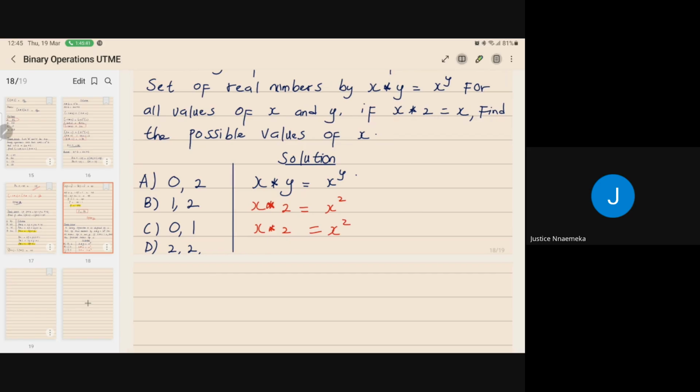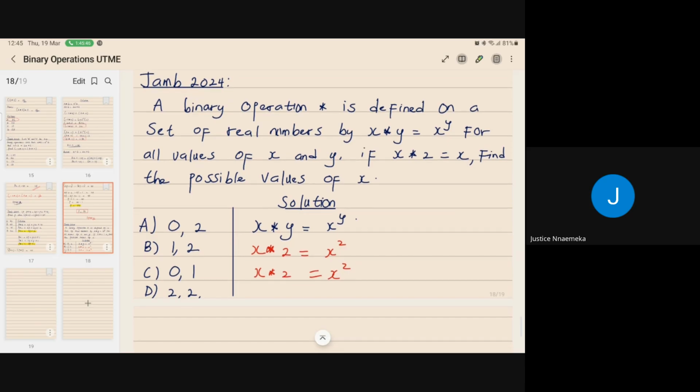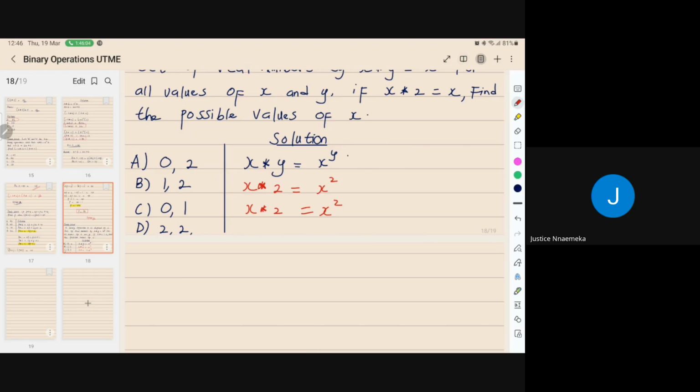Okay, so it says a binary operation asterisk is defined on a set of real numbers by x asterisk y equal to x to the power of y, right? For all values of x and y, if x asterisk 2 is equal to x. Oh, sorry, now I get it. I was not reading properly. So now this is x to the power 2, right? But they said that x asterisk 2 is equal to x, right? So that means that x to the power 2 is equal to x. Sorry, that confused me. That's what it means. They said if x asterisk 2 is equal to x. But remember that x to the power 2 gives us x squared, and this x squared, right?